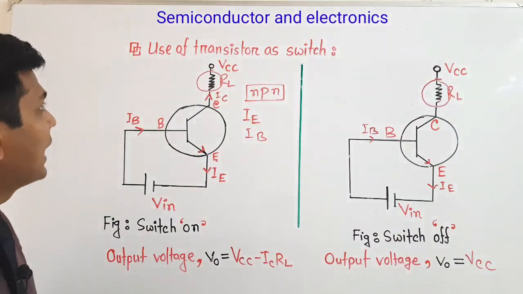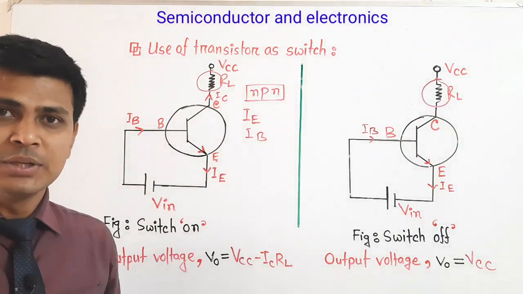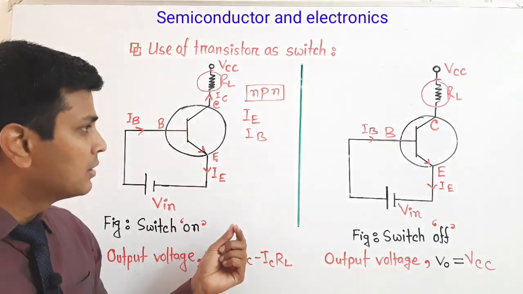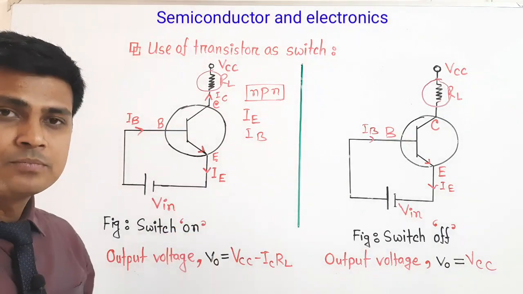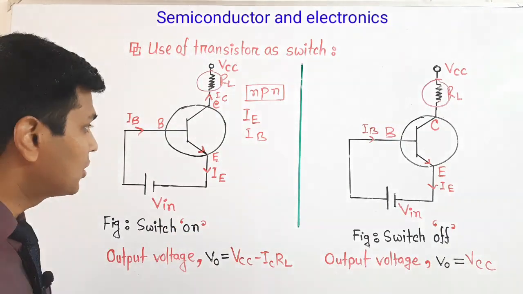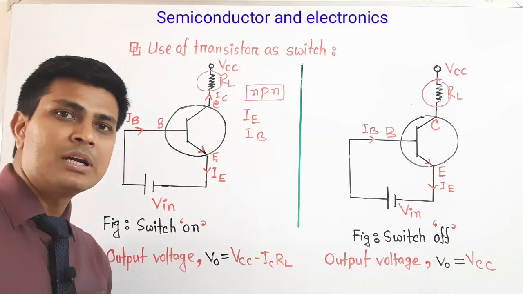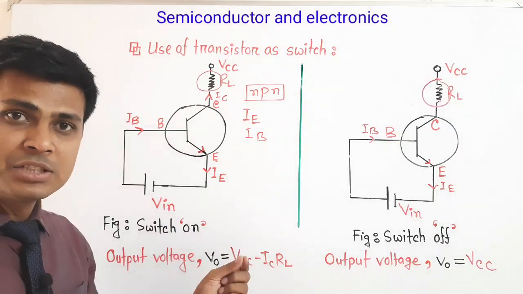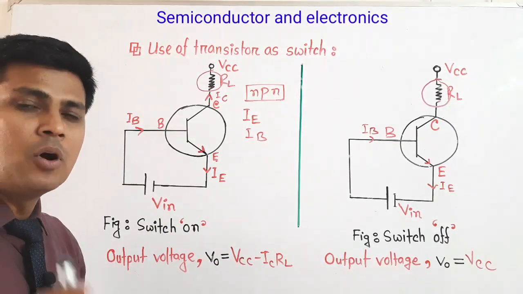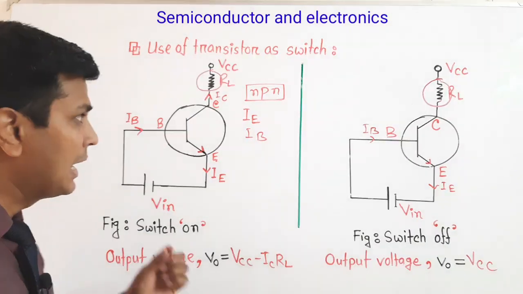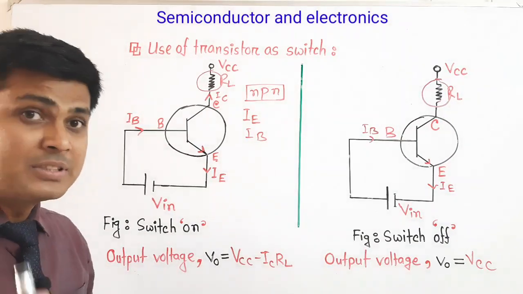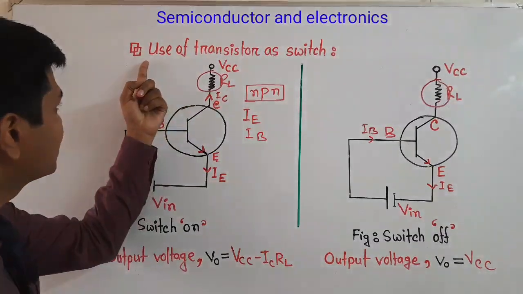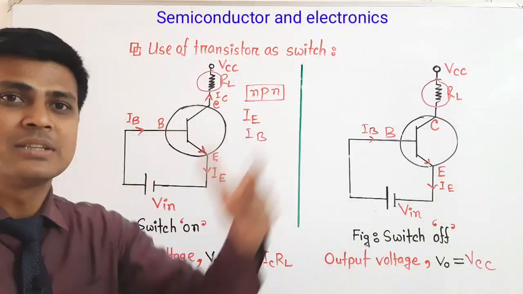Let me tell you the advantage of the transistor as a switch. You can make the transistor very easily. It is cheap, and the transistor can perform 10 to the power 9 functions per second, but the normal electric switch can perform only 5 functions per second. So this is the advantage of the transistor which is used as a switch.